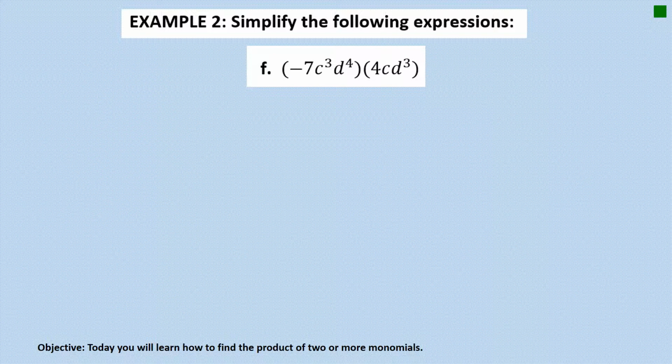Now on this one, oh, this is all kinds of hot mess. Oh my gosh, I can't even look at it. We've got a -7, we got a C, we got a D, we got a 4, we got more C's, more D's. Oh my gosh, I need to take those on home.